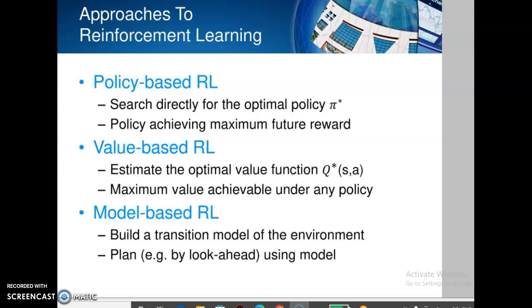Approaches to reinforcement learning. First one, policy based RL. RL means reinforcement learning. Policy based RL searches directly for the optimal policy.